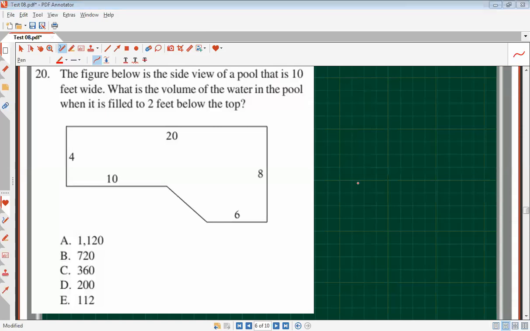The last question, question 20. The figure below is the side view of a pool that is 10 feet wide. We can imagine that 10 feet wide. What is the volume of the water in the pool when it is filled to 2 feet below the top?